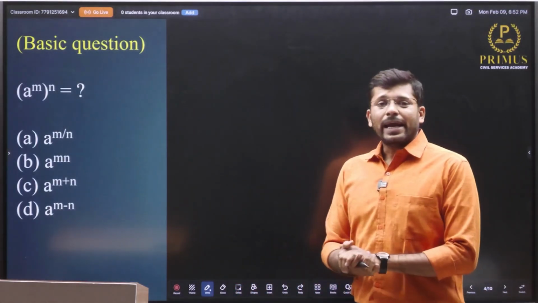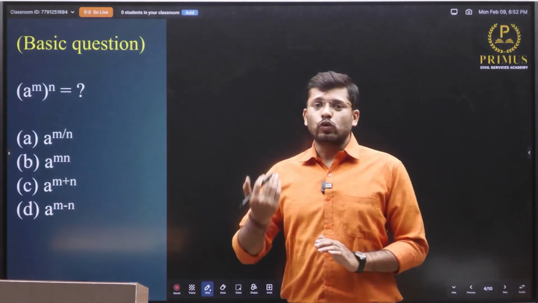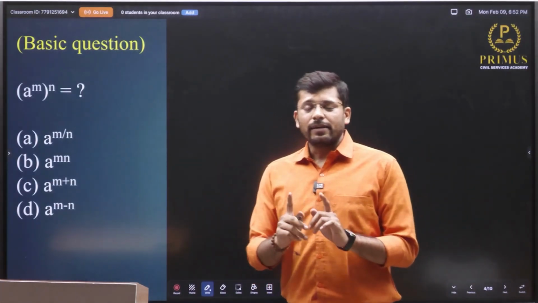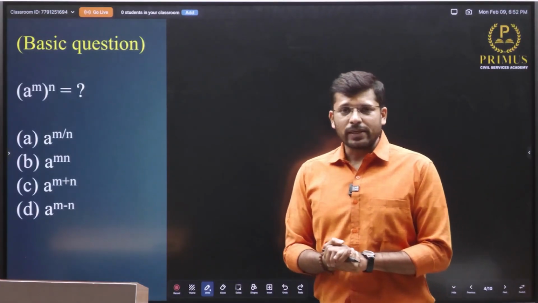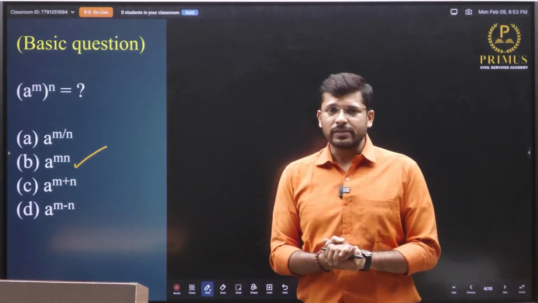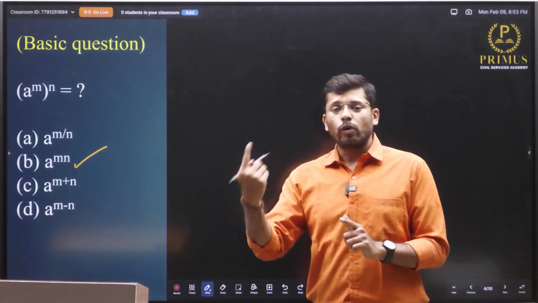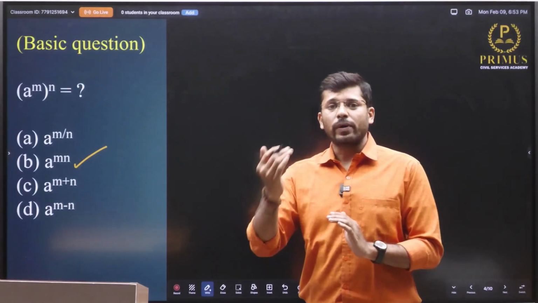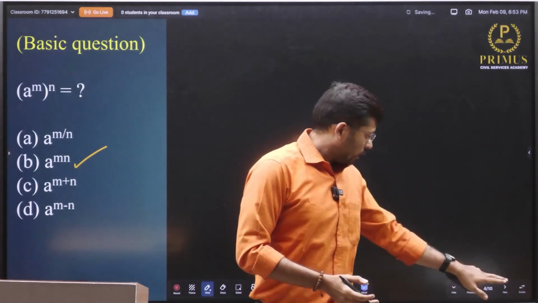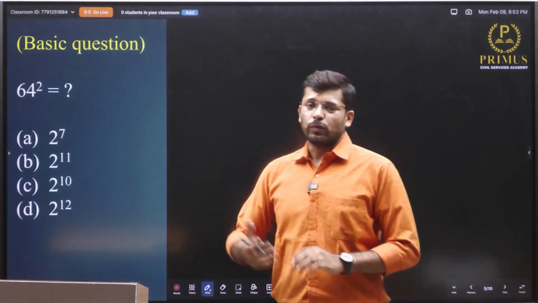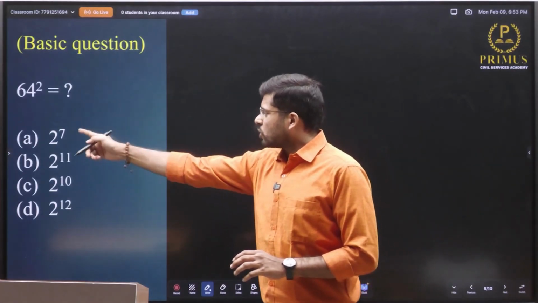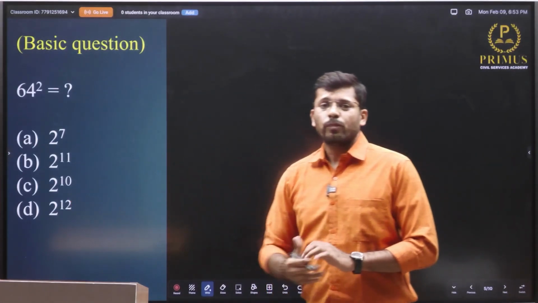Take a look. (a raised to m) whole raised to n is how much? Look at the options. Again, this is a basic property of exponents and the answer is a raised to mn. Memorize this. (a raised to m) whole raised to n, or a power m whole power n, is a raised to m into n. Okay. Now using this, solve this basic question. 64 square equals 2 raised to 7, 11, 10 or 12.